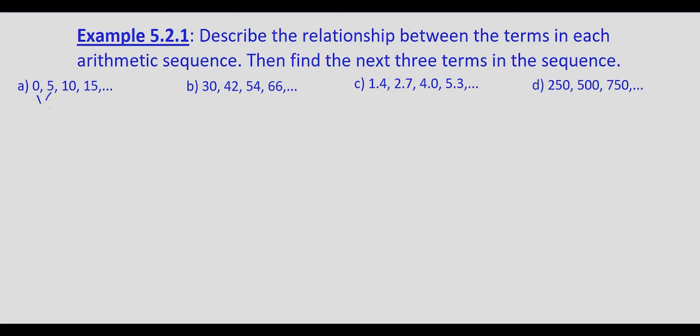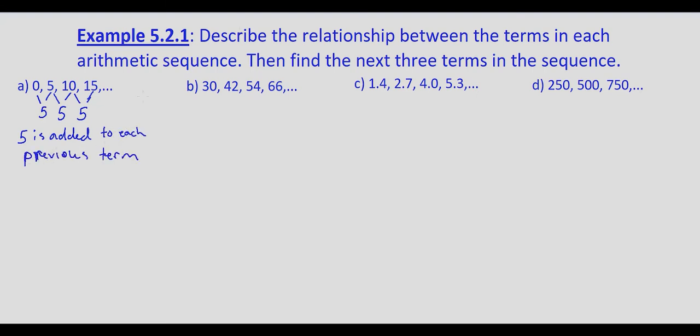From 0 to 5, that's 5 minus 0, which is 5. From 5 to 10, 10 minus 5 is 5. And from 10 to 15, again, we have a common difference of 5. So in describing the relationship, we can say that 5 is added to each previous term.